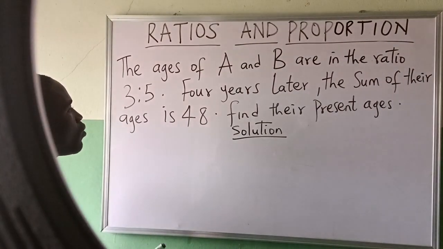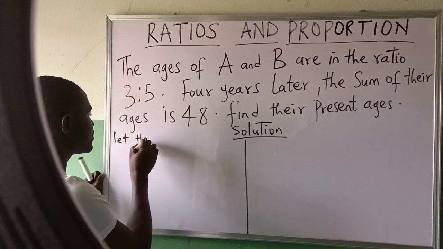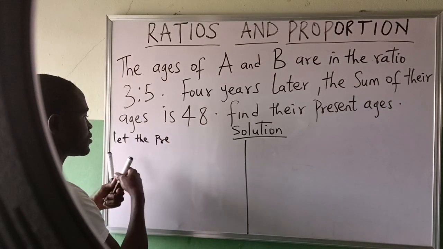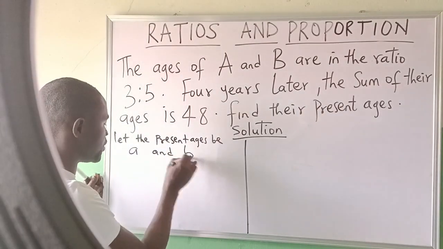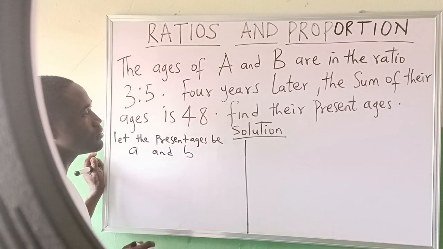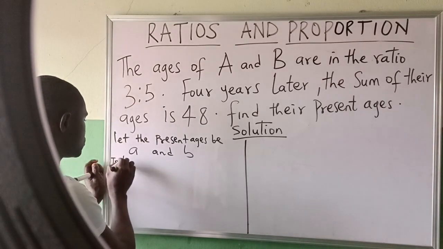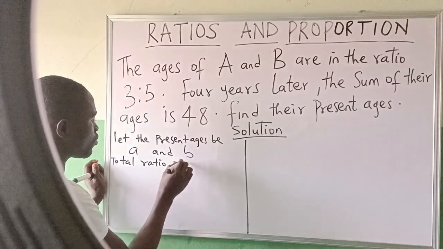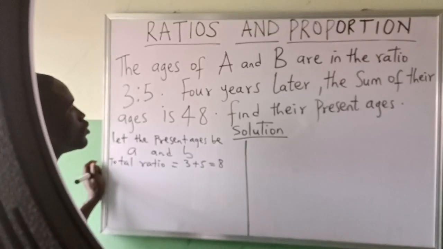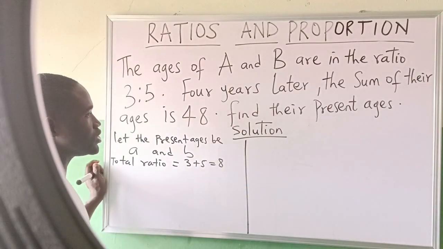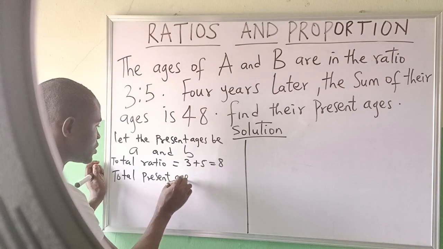Okay. Now, what you do is you set: let the present ages be A and B. Then, what is the total ratio? Total ratio is equal to 3 + 5 equals 8. Okay? Then, what is their total present age? Total present age is equal to x.